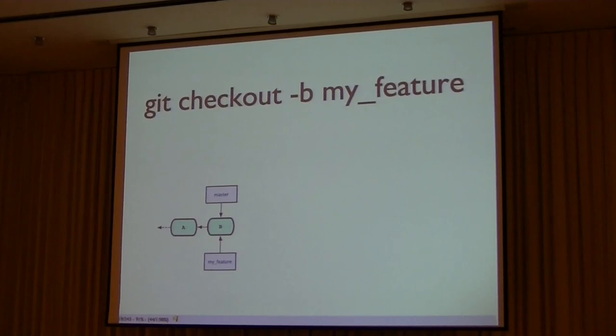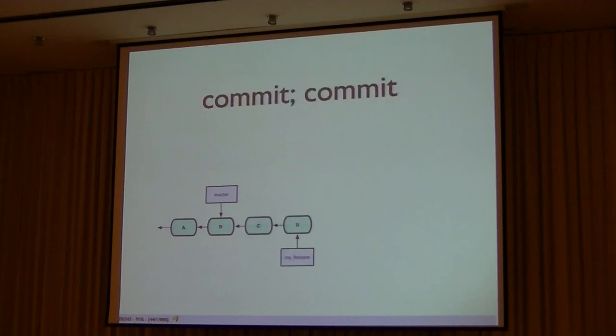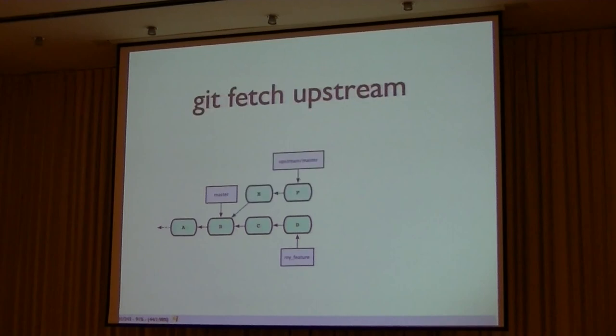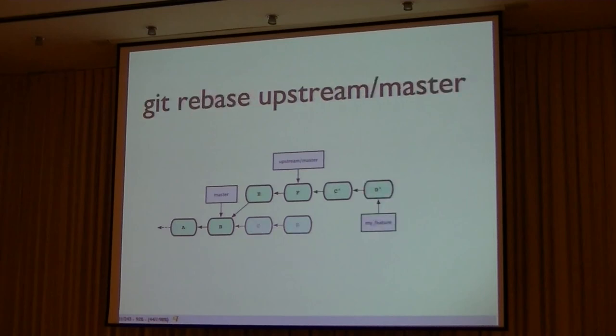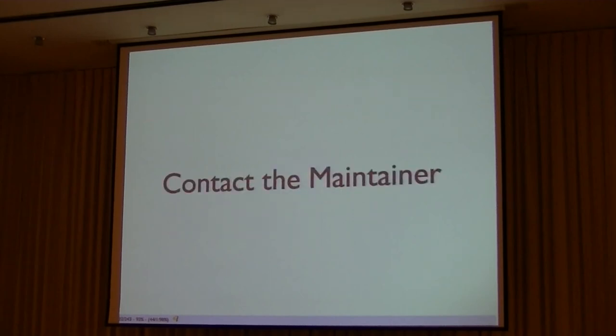So you create a branch called my feature off of the master branch, off of where we come from. You do some work, so my feature now has two new commits on it. You fetch from upstream, so you get the new master branch, which has some other commits that have happened in the meantime. You rebase, which takes those two commits that you've done and moves them on top of upstream master instead of the original master. And then you push them up to the server and you contact the maintainer and say, here's a little patch series that has added a feature, done something useful.